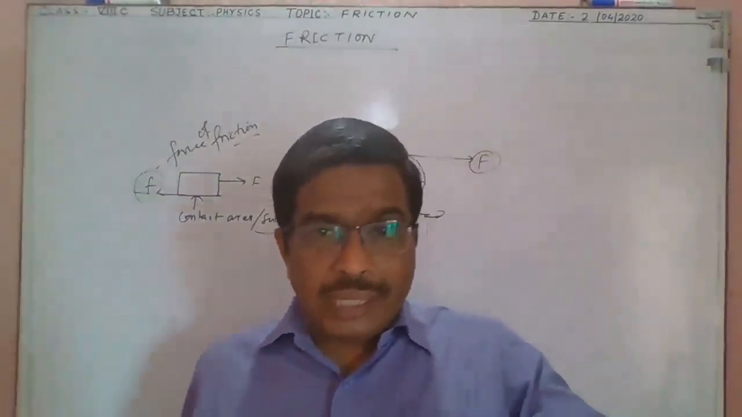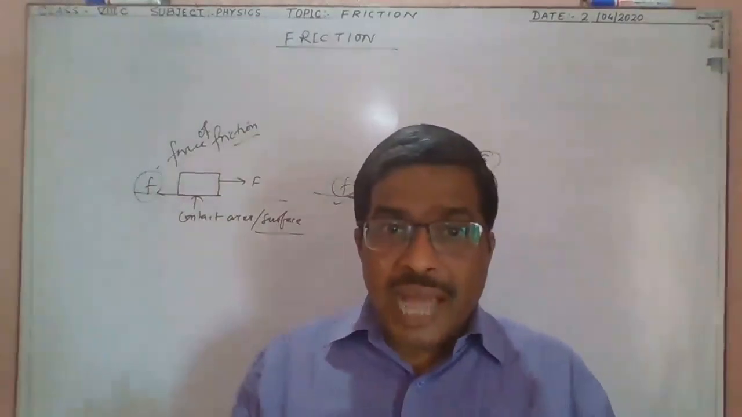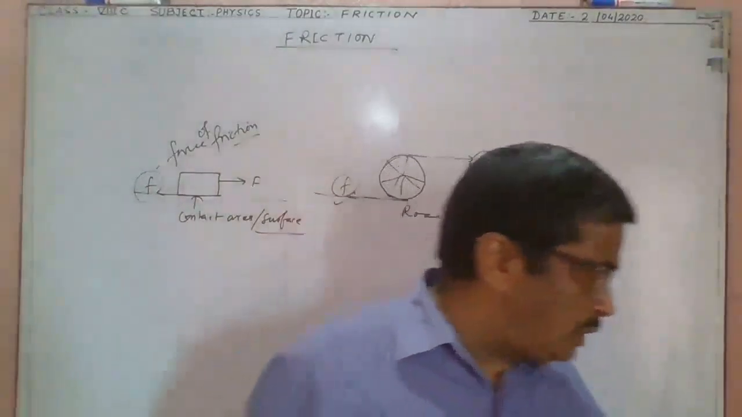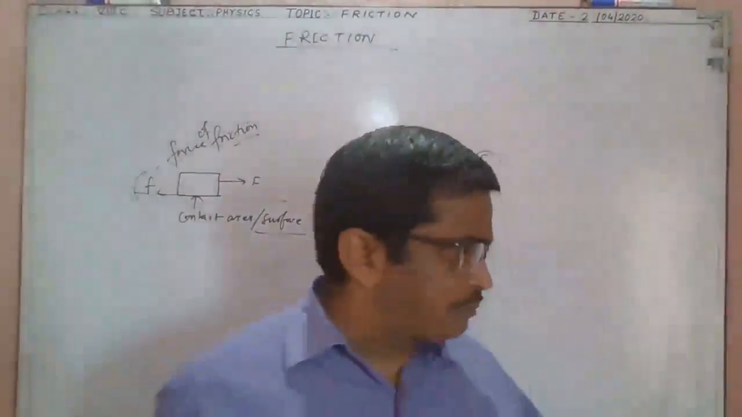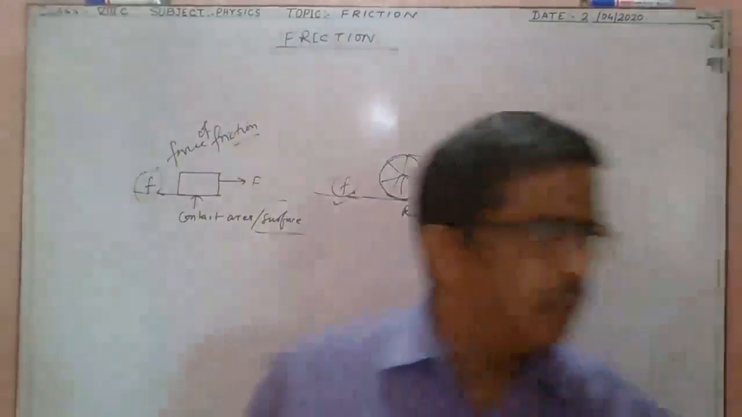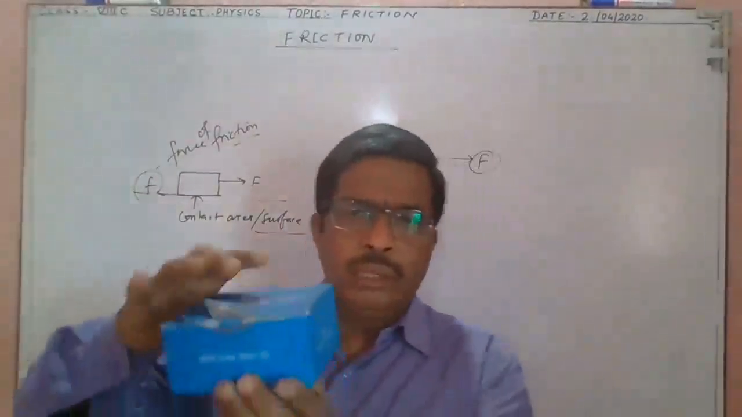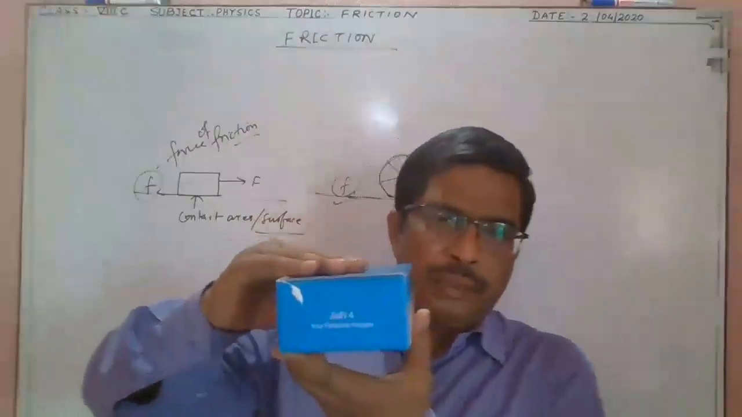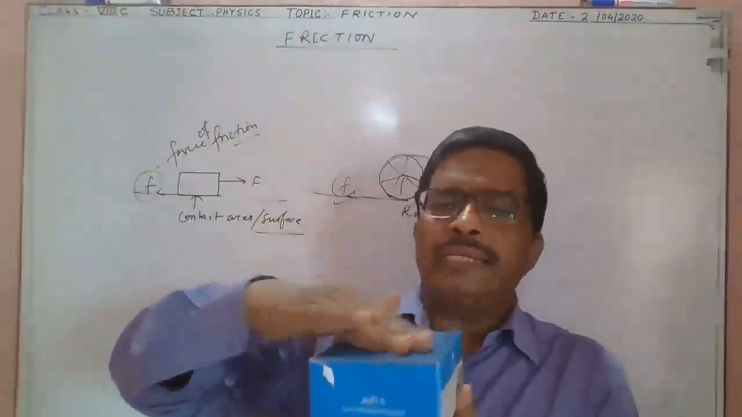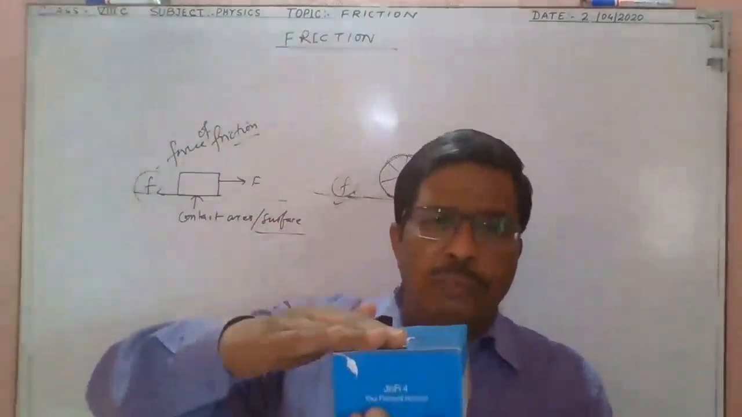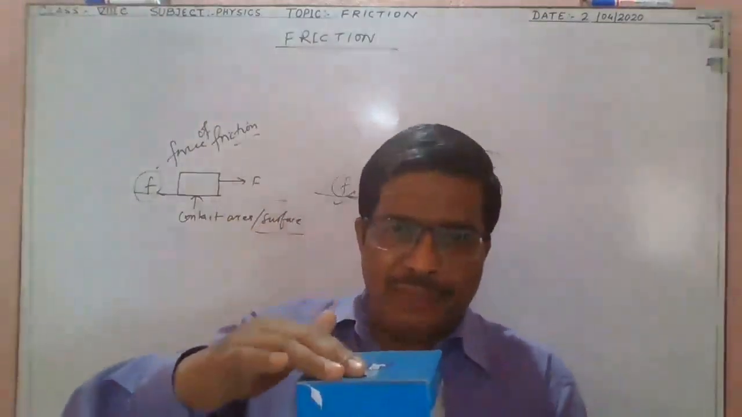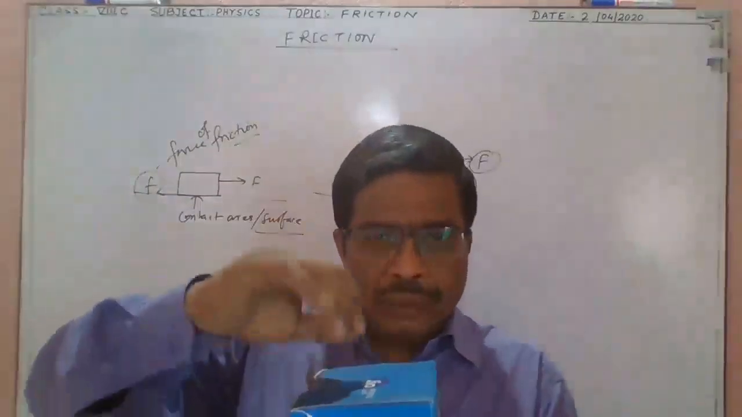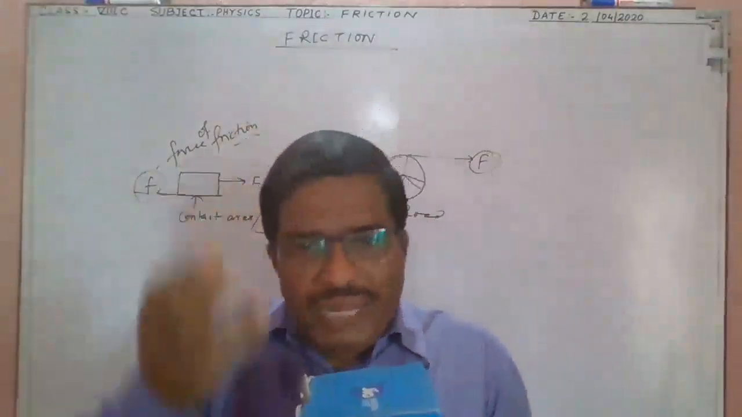Now, what is the cause of the force of friction? What is its cause? Knowing the cause is very important. Sometimes when you observe, suppose that is the cover, it seems to lie very smooth, but it is not very smooth. There are so many irregularities in its surface. There are humps and depressions or valleys.